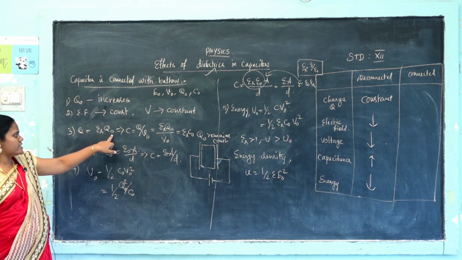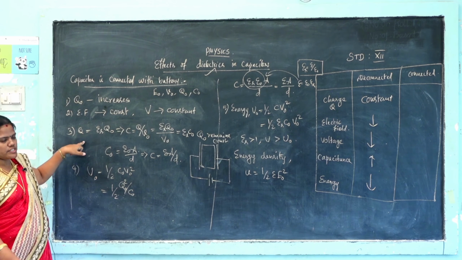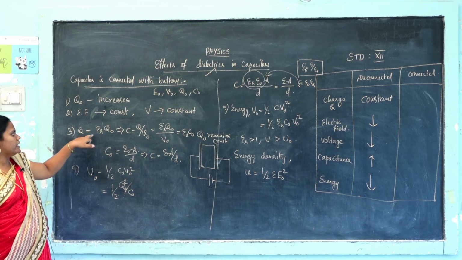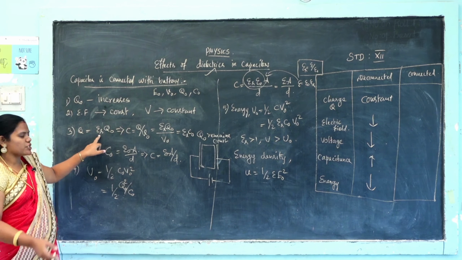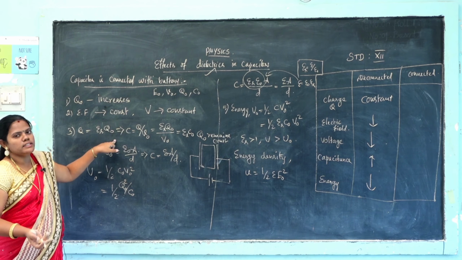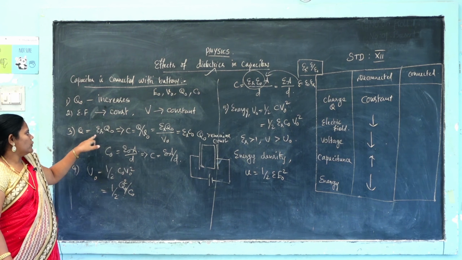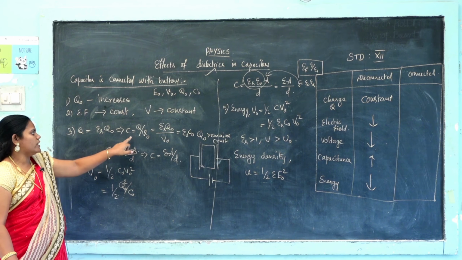Q naught is the initial charge and Q is the final charge. So the final charge Q is equal to epsilon r times Q naught, the product of the relative permittivity and the initial charge. You have to calculate that product, and the capacitance also.